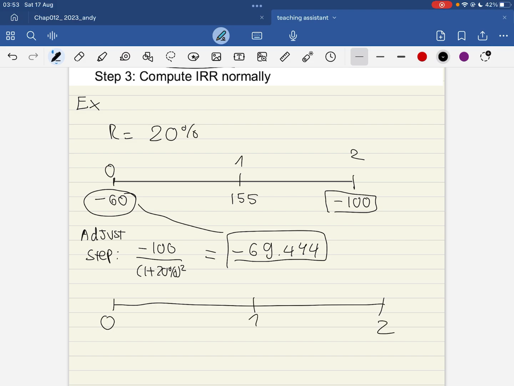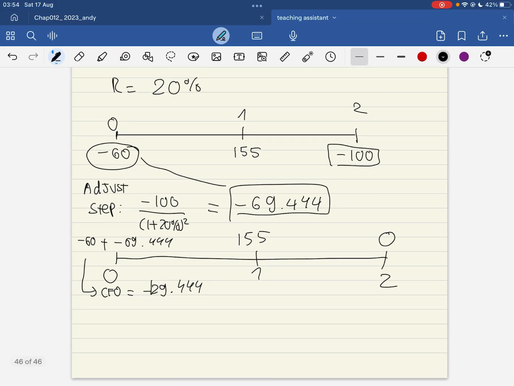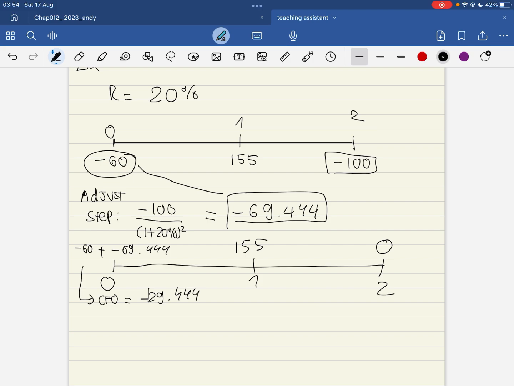Since we already discounted year 2 and we add it back to year 0, the cash flow in year 2 will be equal to 0 instead of minus 100. Year 1 will still be 155 because we didn't do anything with the cash flow in year 1, as it is a positive number. And for year 0, since we take minus 60 plus minus 69.444, we will get the cash flow 0 equal to minus 129.444.